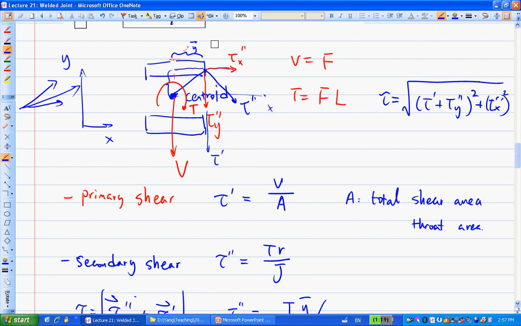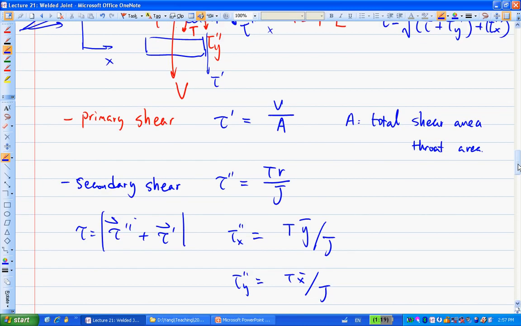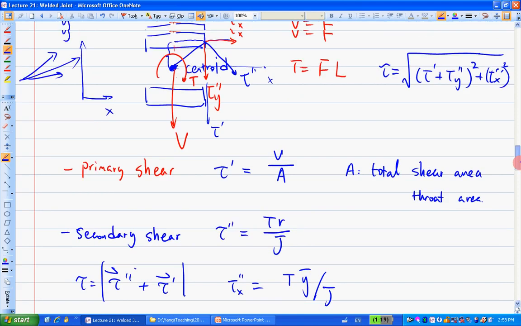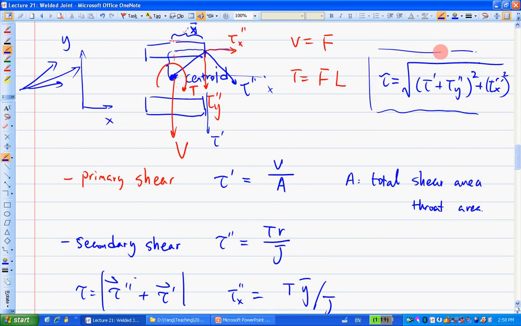This is x bar, which I call the x direction. So geometrically, you use this to get tau x double prime and tau y double prime, and combine them with tau prime to get the tau here.